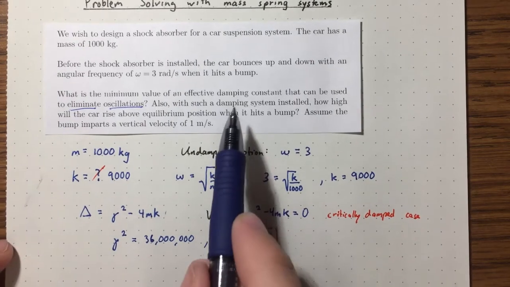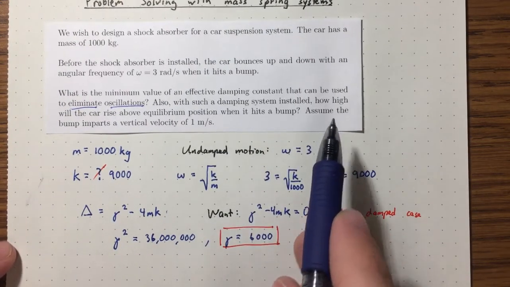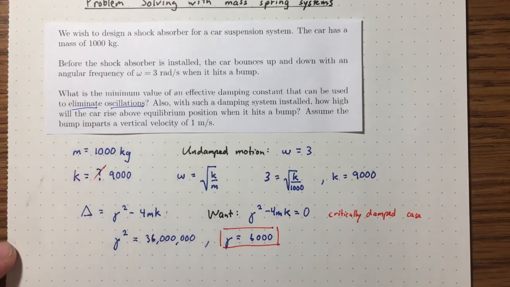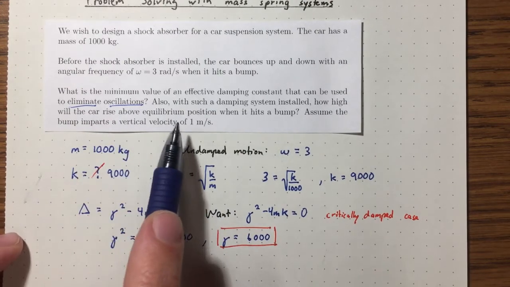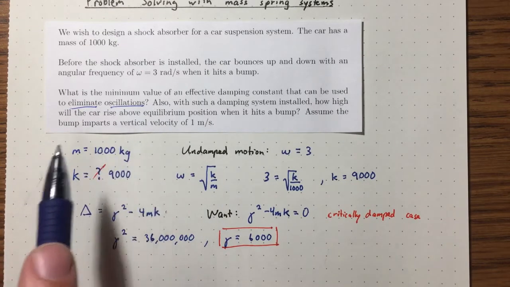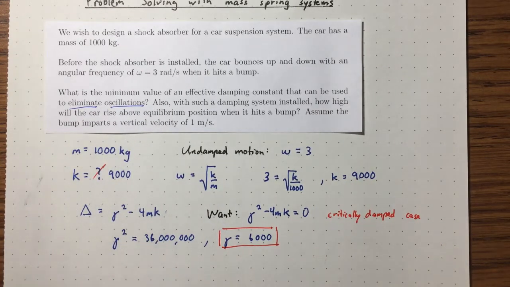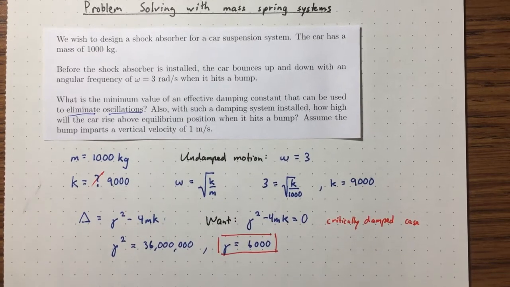What's the next part? So now that we installed this damping system, how high will the car rise above the equilibrium position? Well, that seems a bit tricky. In order to do that, we're going to have to solve the differential equation, probably. We have to find the function y of t. And then I suppose we want to find a maximum value of y of t. We're going to have to maybe use some calculus to do that. But first, let's solve the differential equation.